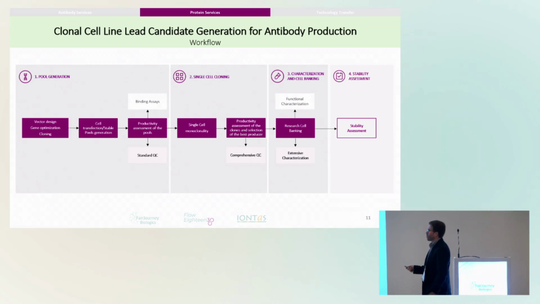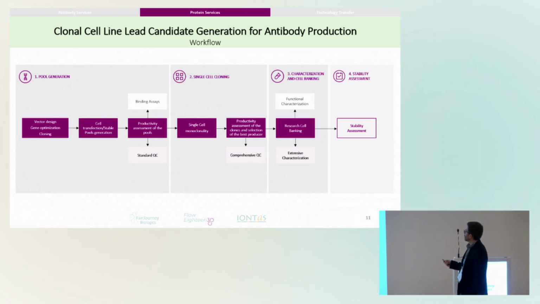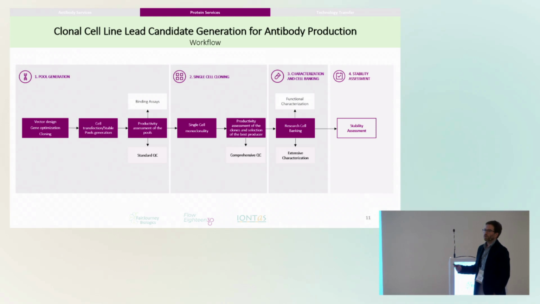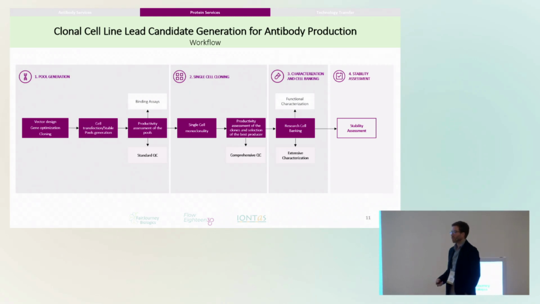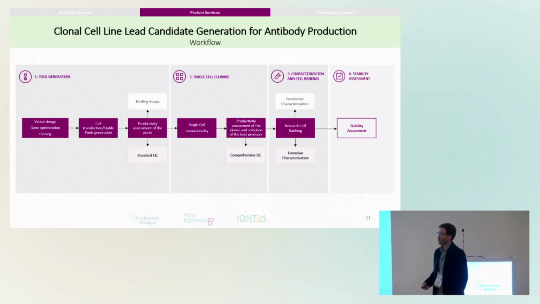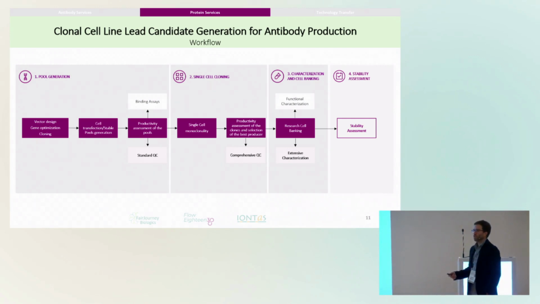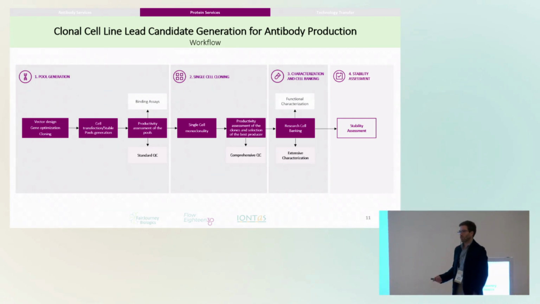And after it, we can do the stability assessment, where the cells go through 60 to 90 passages, and we will quantify the productivity in terms of IgG, but also cell viability and cell growth.